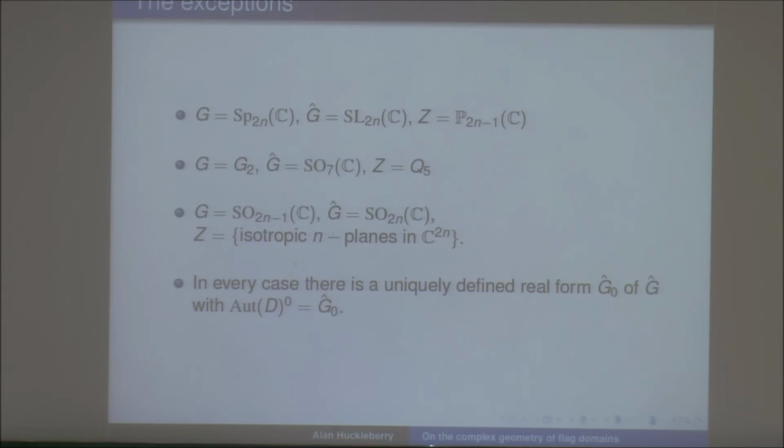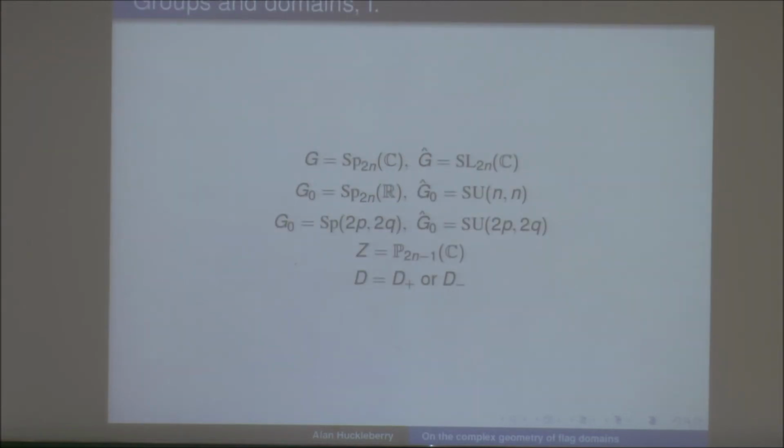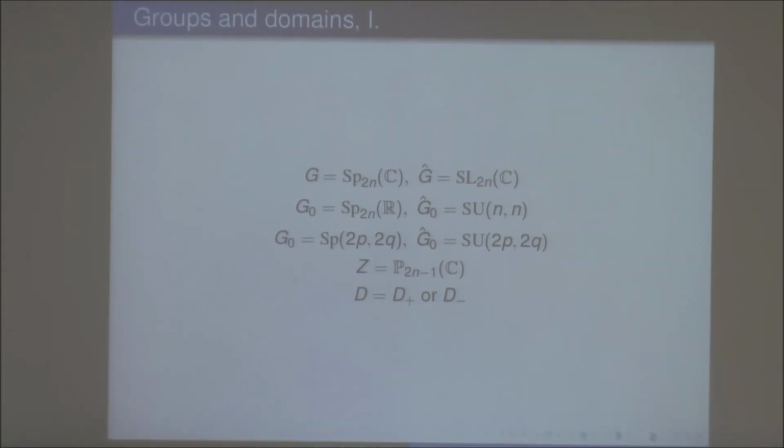But from the point of view of the domain, it's that. And I just for fun wrote here what goes on if you want. So the domain sort of prefers the real form. In every case here there are exceptions, and there will be two real forms acting transitively on the domain, just like the two complex groups on the flag manifold. The automorphism group of the domain will be one of them, the big one, of course.